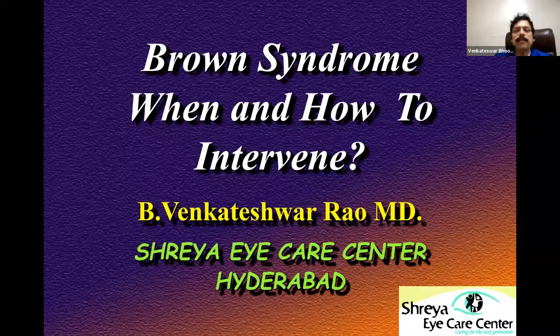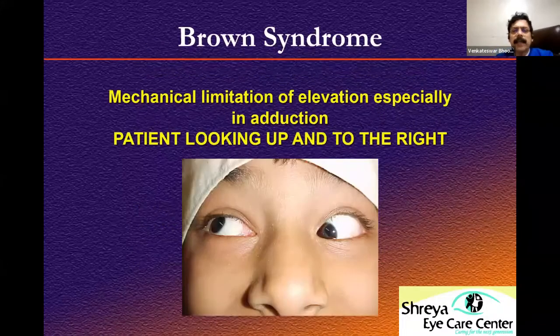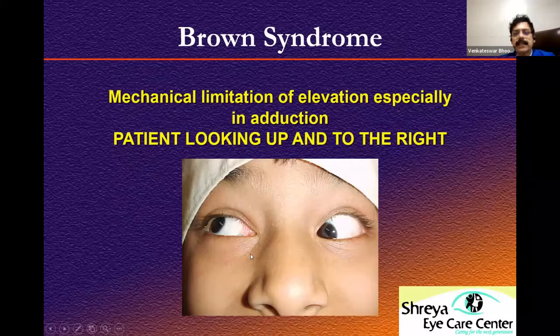Now, as you all know, Brown syndrome is basically a mechanical limitation of elevation and adduction. You see here the left eye is not elevating up, as a result of which this child has the problem looking to the right side. So they tend to adopt a head posture.